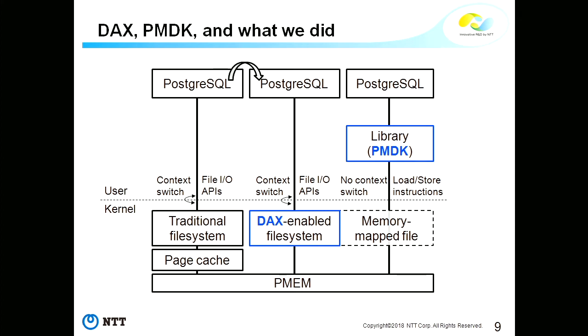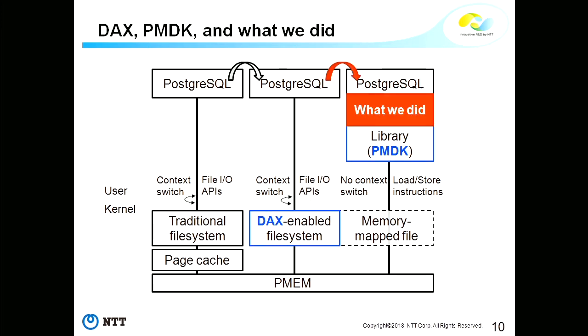And then go to the right. A DAX-enabled file system also provides memory mapped file. It maps the file on PMEM directly into user space, so the application can use CPU instructions to access the file data without context switch. So it can run much faster. In this way, PMDK provides primitive memory functions such as CPU cache flush or memory barrier, so that it makes sure that the data persists on PMEM.